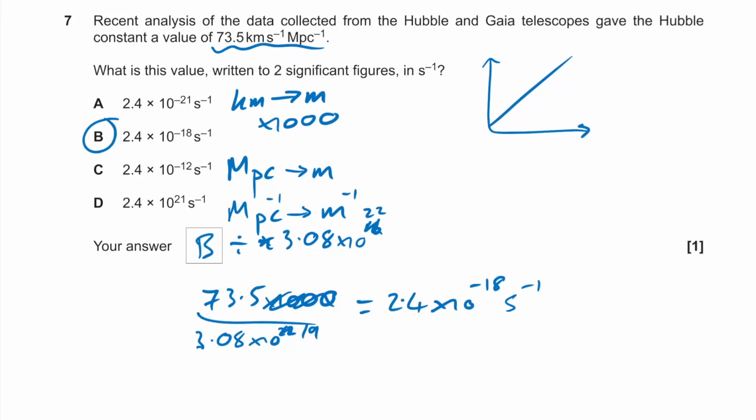So in that case, just worth remembering that if we're converting units that are just by themselves, kilometers to meters, then obviously we want a bigger number, so times by 1,000. Megaparsecs to meters, again, we want a bigger number because there's lots of meters in a megaparsec, but because it's to the minus 1, we need to do the opposite.